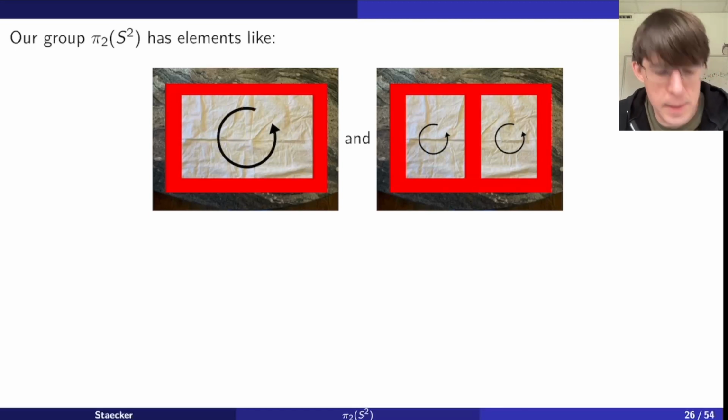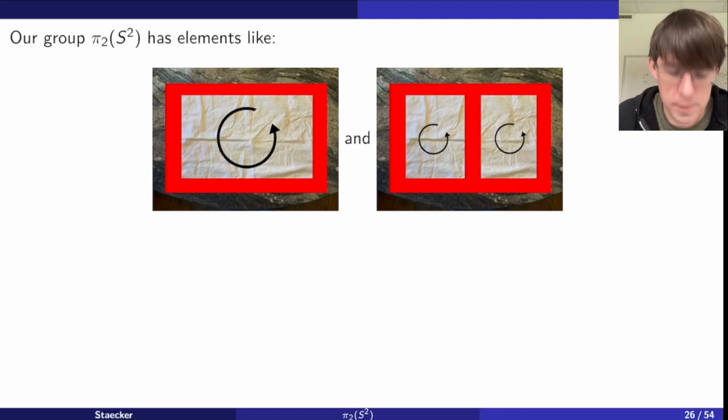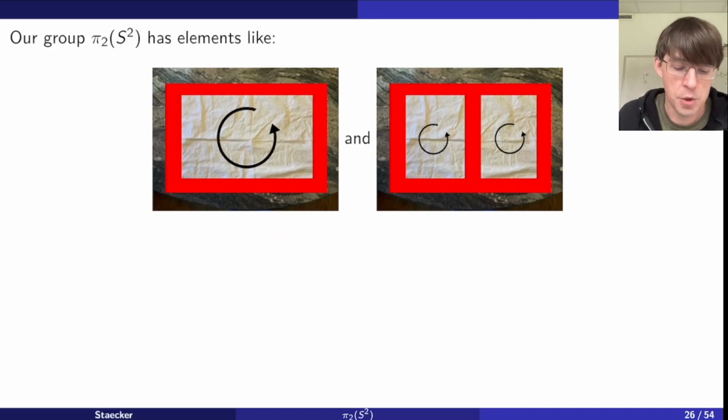So what is this as a group? That's really my main thing that I'm trying to talk about here. What exactly is pi2 of S2? This is one way. The question is really just, what are all the different ways I could wrap up the potato with the napkin? You could do it like this.